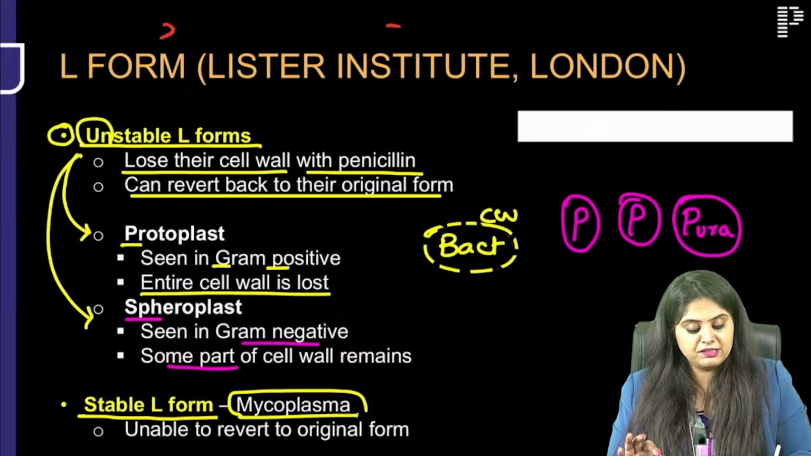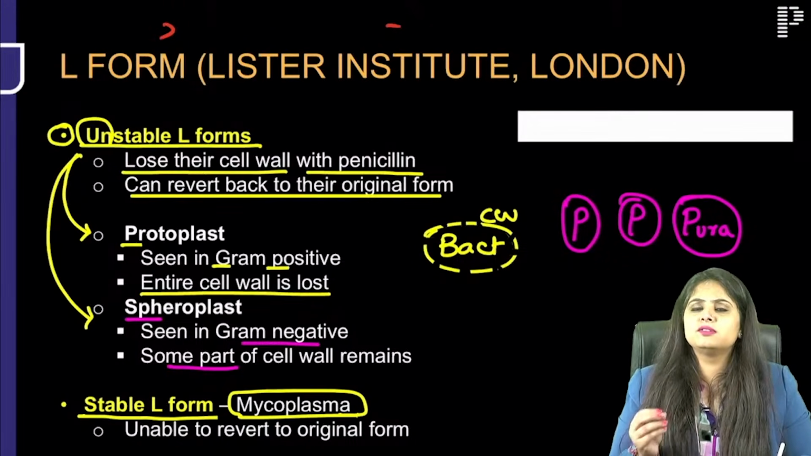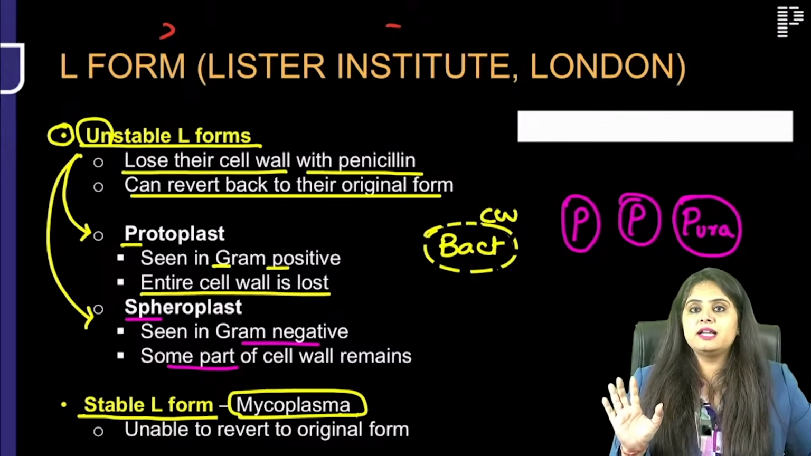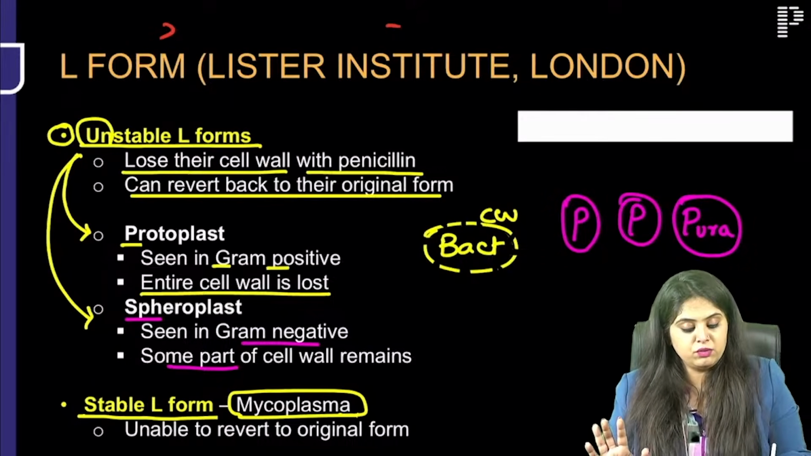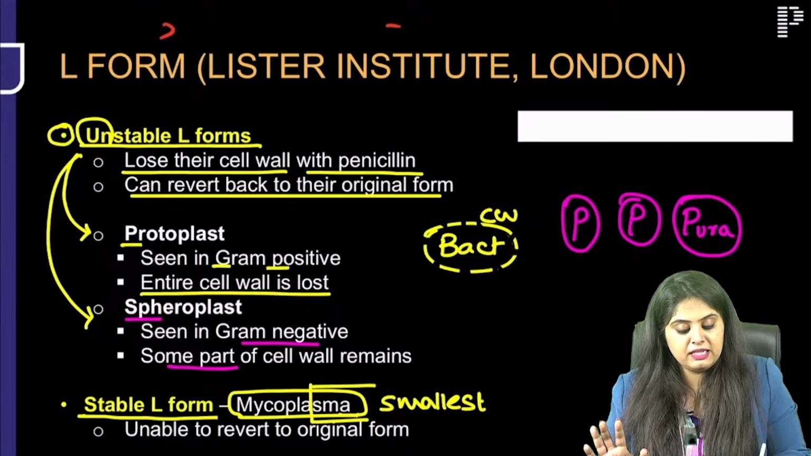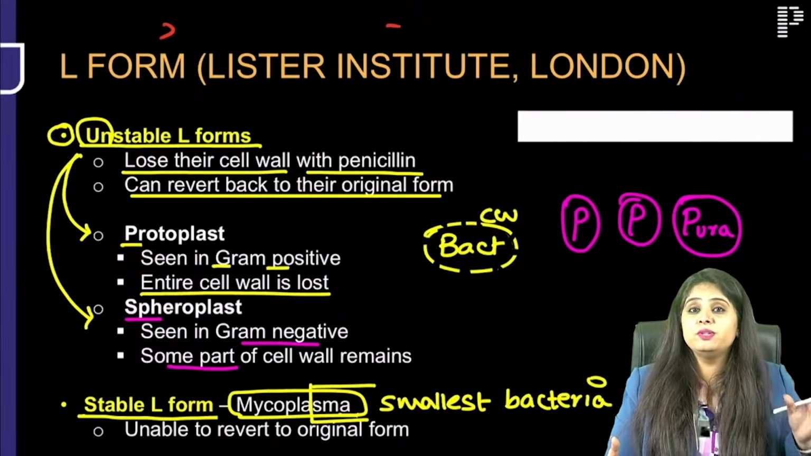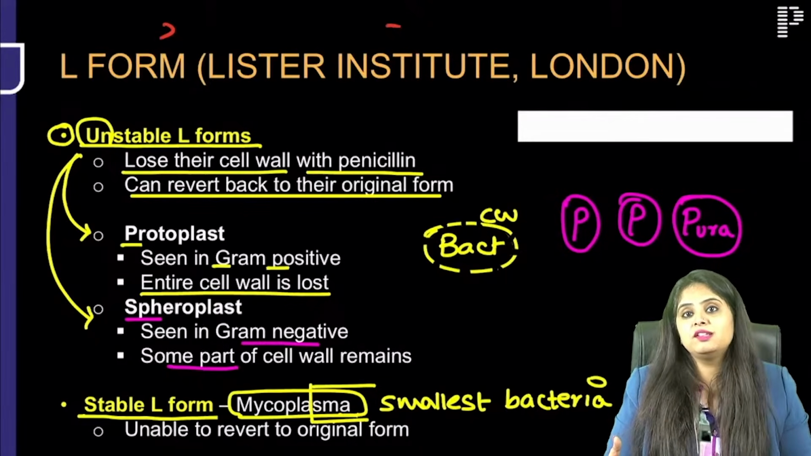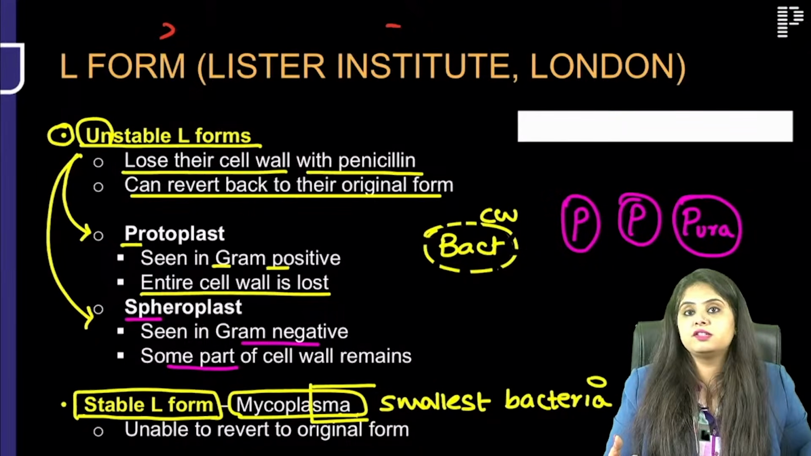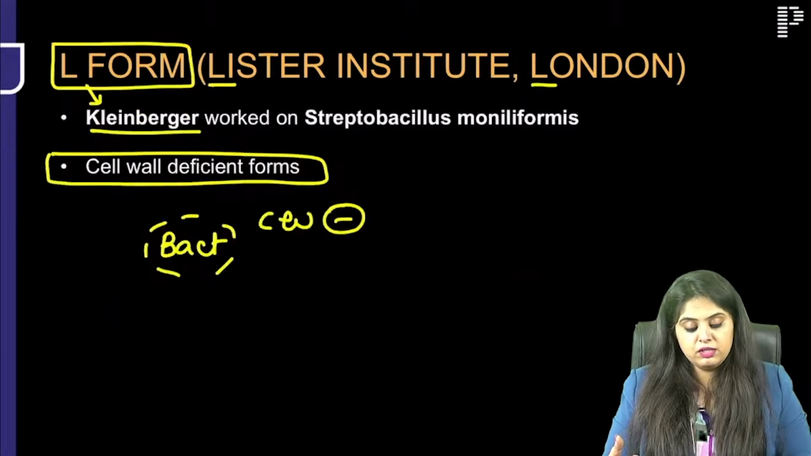Mycoplasma, by the way, is one bacteria which is completely different. All the bacteria on one side, mycoplasma on one side. Do you know mycoplasma? It is the smallest bacteria that we know. Number one, a very important quiz trivia point about it. It's the smallest bacteria. Second, it is a stable L form. Once it loses the cell wall, it is never going to get its cell wall back. So you have also learned what are L forms.